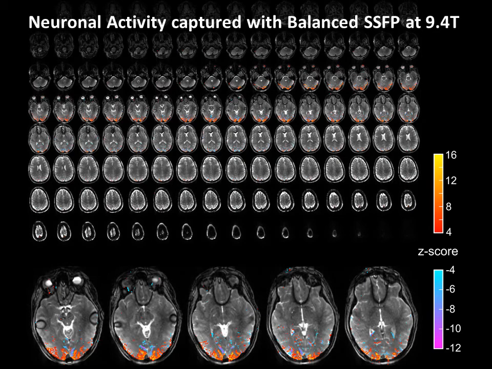What you can see is, of course, we are not completely banding free in a whole brain acquisition. You can see these typical banding artifacts in the frontal parts, for example. But if you compare this to a whole brain EPI acquisition at 9.4 Tesla, one could even say that the signal losses due to banding are probably even less than the signal losses due to signal dropout in EPI acquisitions.